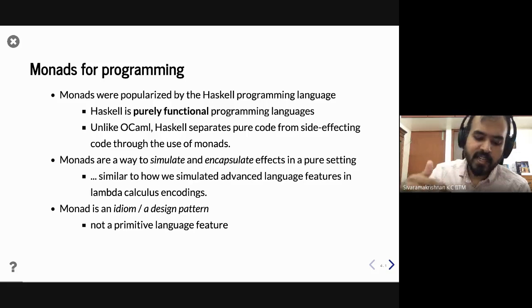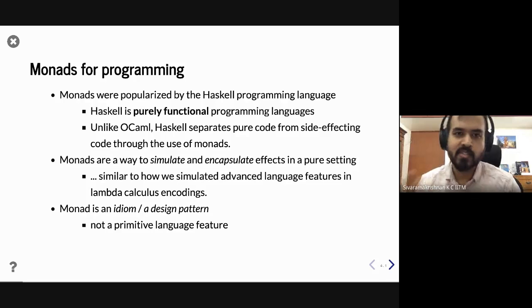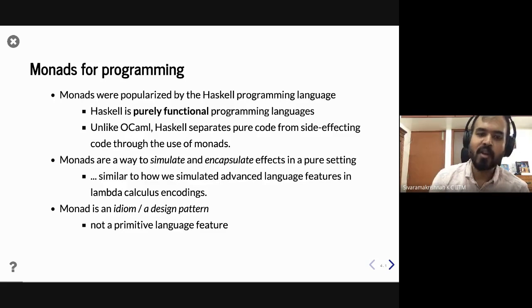So Phil Wadler borrowed the idea of monads from category theory, and he was one of the key persons in the design of the Haskell programming language. Haskell is a purely functional programming language in the sense that in OCaml, we were able to throw side effects, arrays and references, wherever we wanted in the program, and it worked out. In Haskell, we are not able to do that, because the type system will say you cannot have any side effects in your purely functional code.